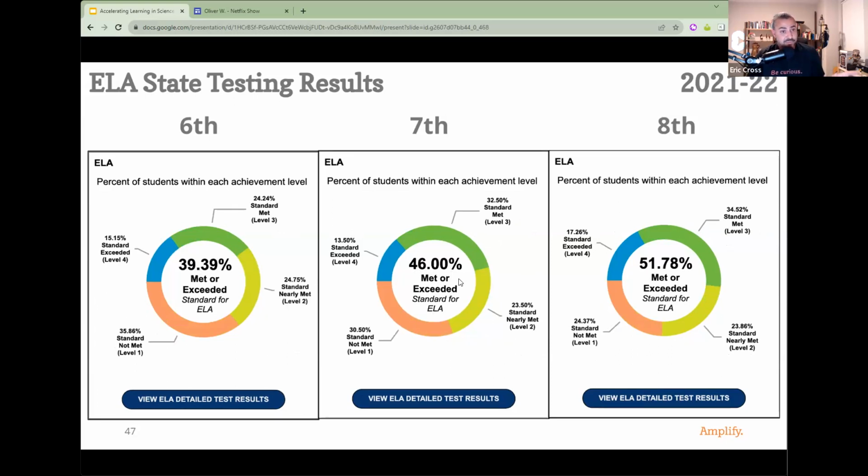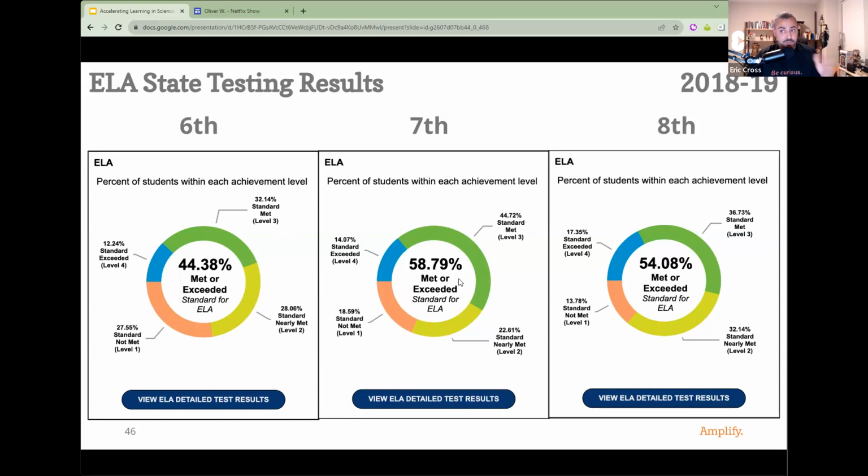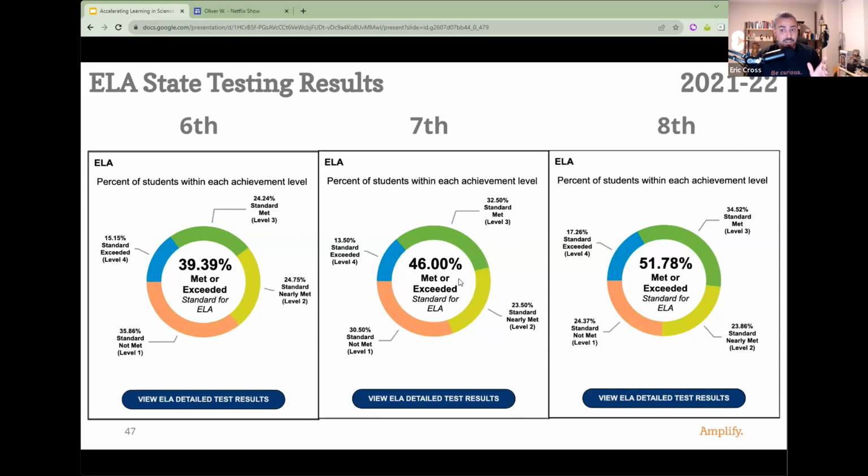There was a gap because of COVID. We didn't do state testing in California, so you'll notice that 2021 is gone. This is 21 to 22. You'll notice a 7% jump.